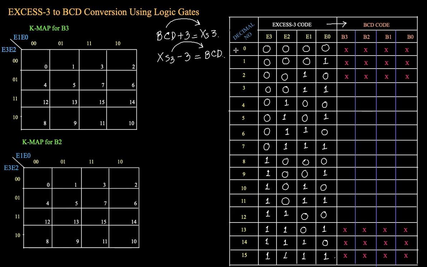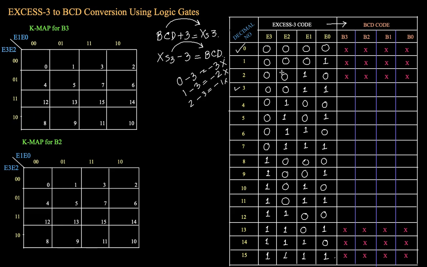So if the Xs-3 code is considering 0, then 0 minus 3 is equal to minus 3. That cannot be represented in the BCD code. Like 1 minus 3 is equal to minus 2, 2 minus 3 is equal to minus 1. These cannot be converted into the BCD code. So we are taking the cross from the 0, 1 and 2.